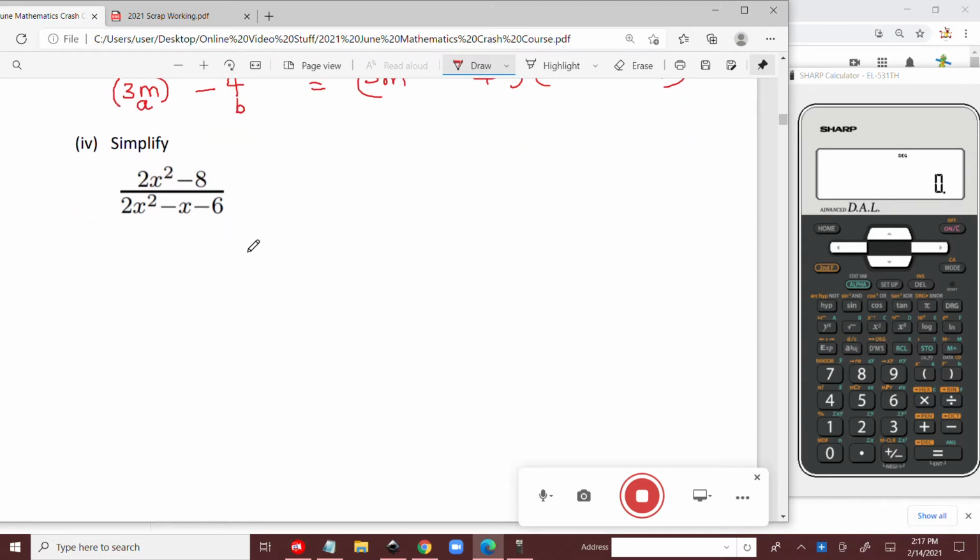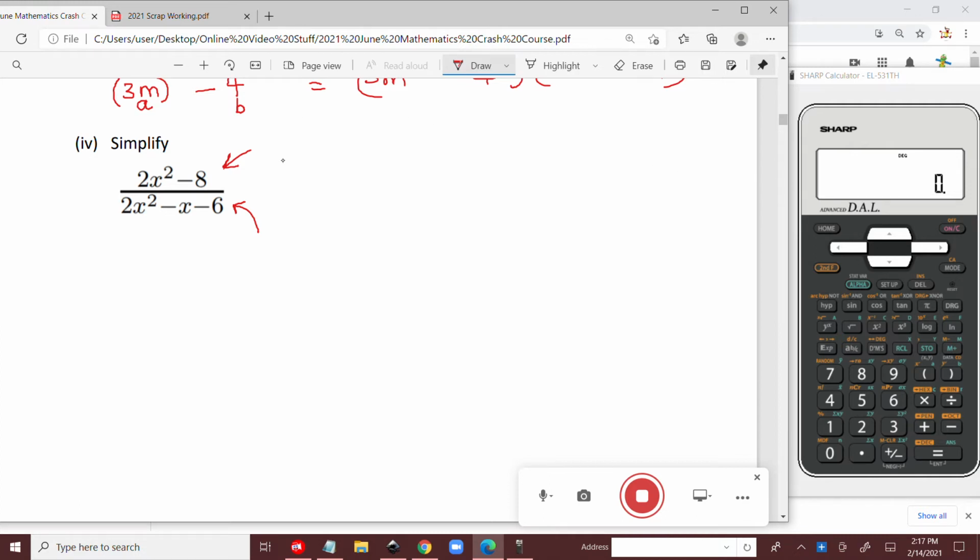Part 4 is a simplification question. What we need to do is factorize the top and factorize the underneath, and after we factorize, something on top and something on the underneath will look exactly the same. And when they look exactly the same, we will cancel them out, making the entire expression simpler.